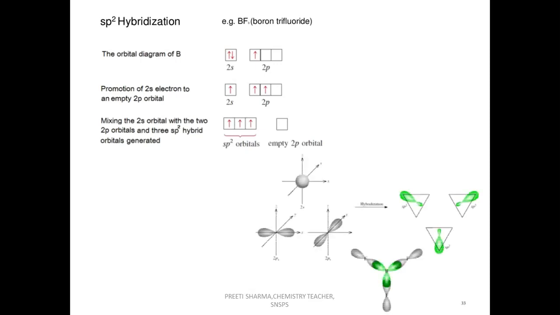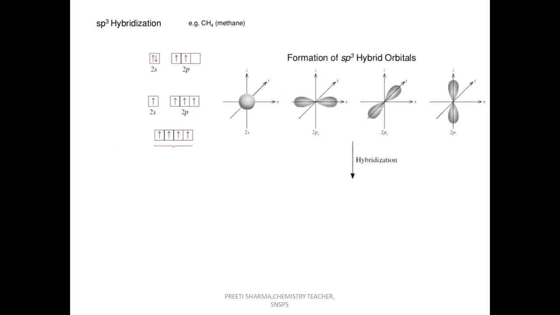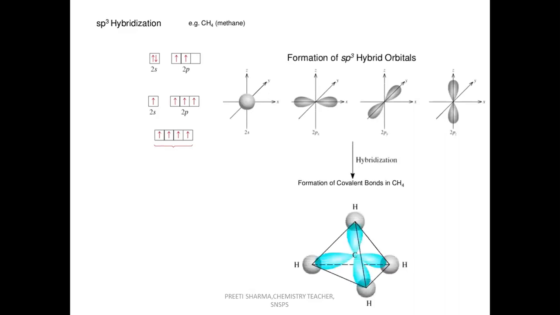After promoting, after going to the excited state, now three hybrid orbitals are generated, and see the shape. Here, when 1s and 2p orbitals combine, the shape comes out to be trigonal planar, that is a triangular shape, and the angle is 120 degrees. Same as in the case of sp3, students, the shape comes out when 1s and 3p orbitals combine, the shape comes out to be tetrahedral in nature, as in the example of methane.